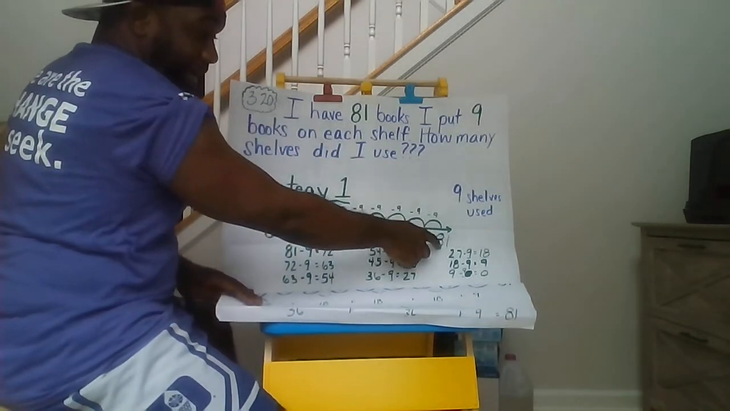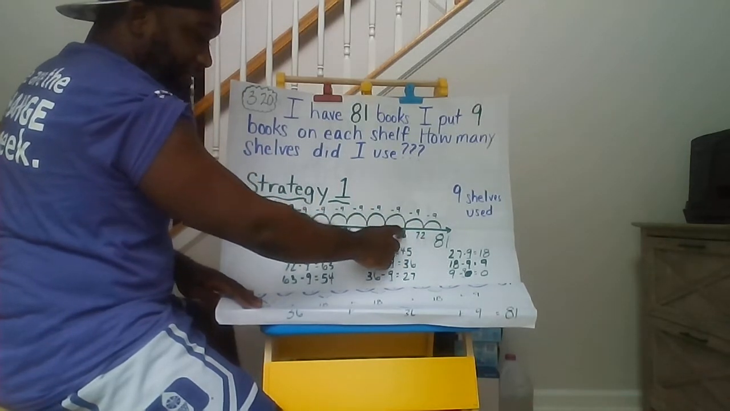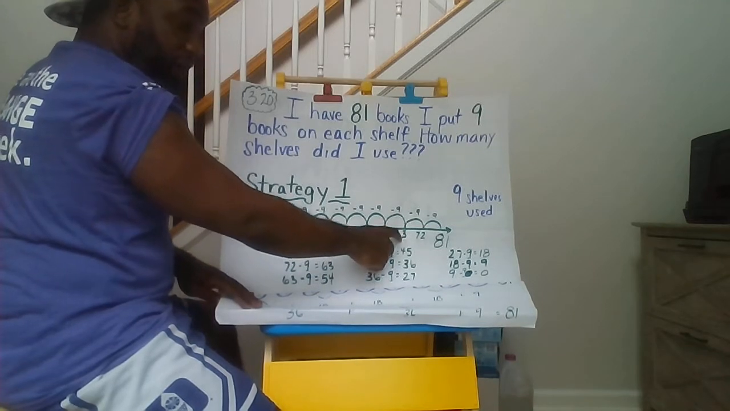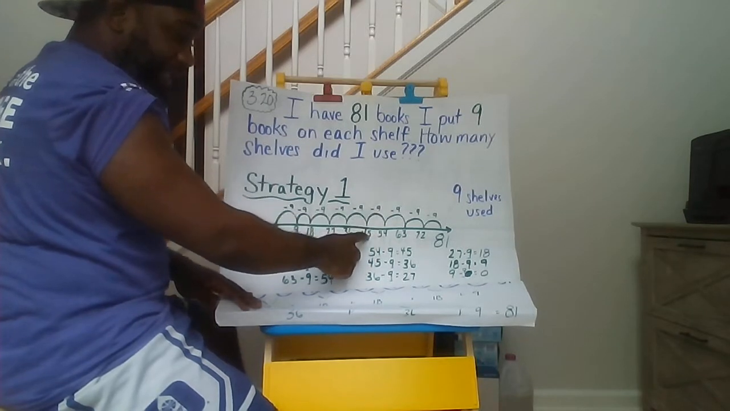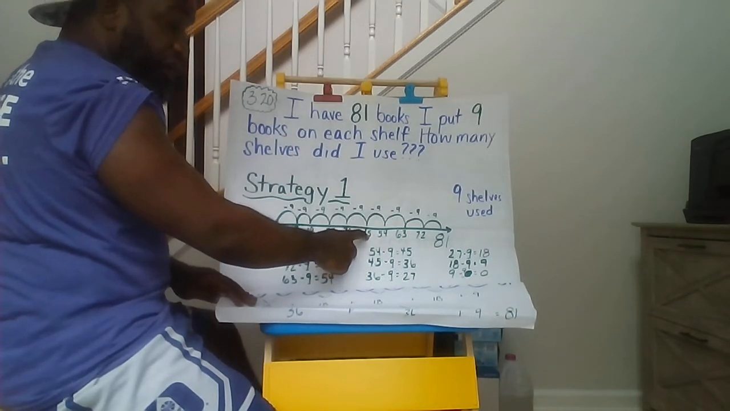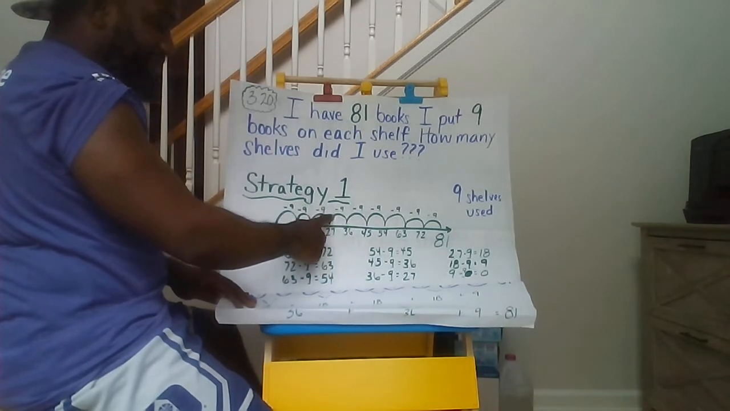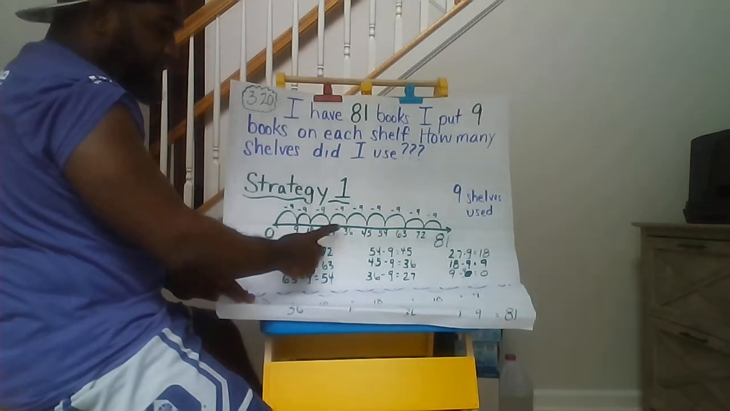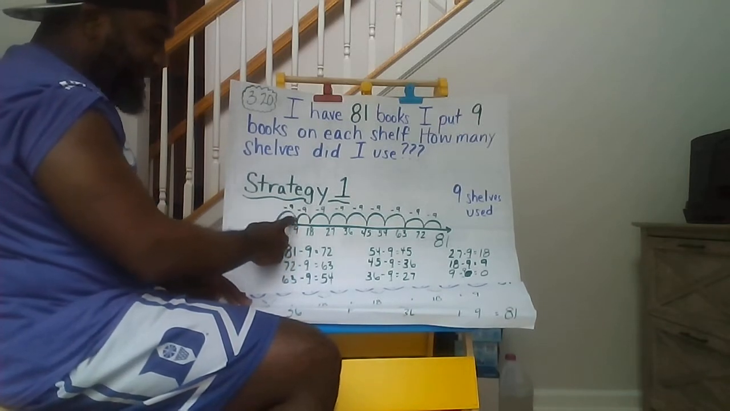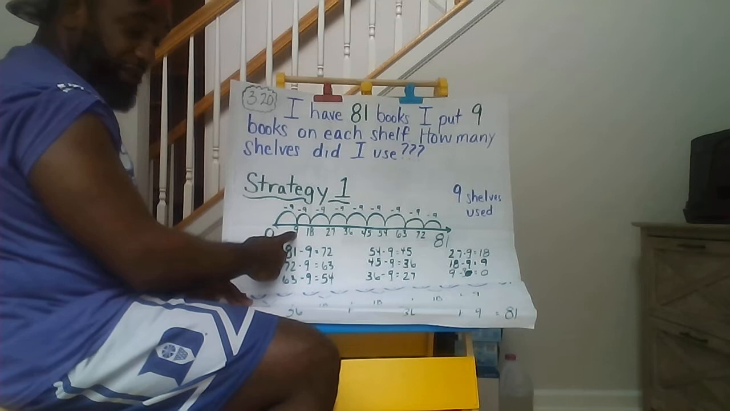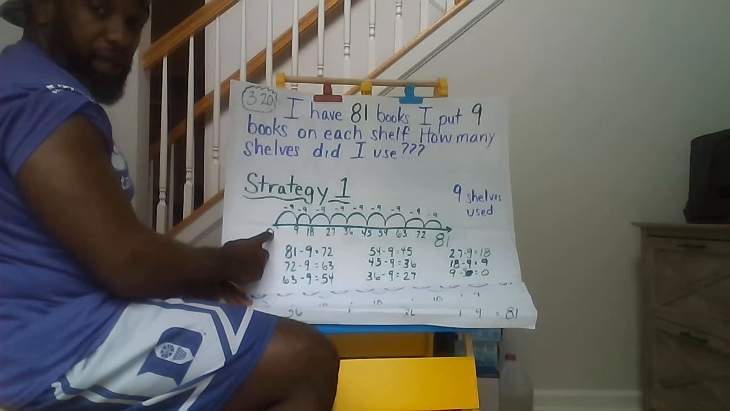So we did 81 minus 9 to give us 72. We did 72 minus 9 to give us 63. We did 63 minus 9 to give us 54. 54 minus 9 to give us 45. 45 minus 9 to give us 36. 36 minus 9 to give us 27. 27 minus 9 to give us 18. 18 minus 9 books to give us 9 books left. And then 9 minus 9 to give us 0 books left.